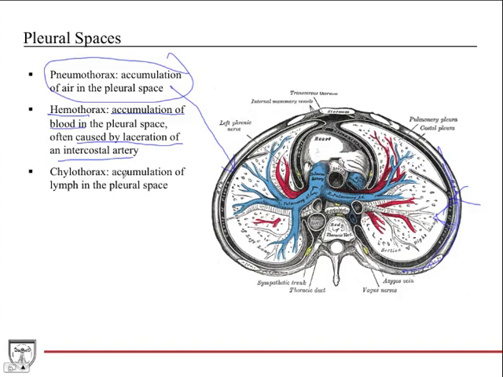Then you have a chylothorax, which is an accumulation of lymph fluid in the pleural space. So, high triglyceride content, immune cells. This can often be caused by damage to the lymphatic ducts that are emptying around in the thoracic region, which we'll talk about, or some kind of damage to lymphatic vessels causing leakage of lymph fluid, and that can be a cause of a chylothorax.